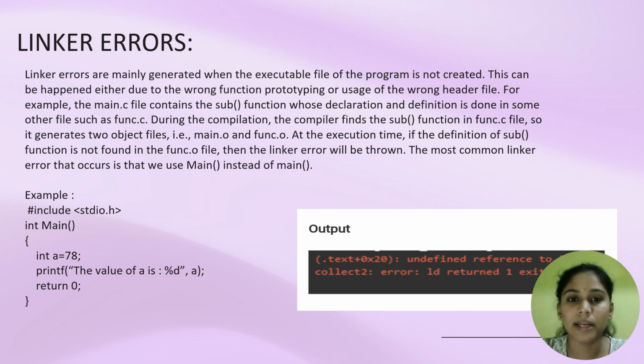The most common linker error that occurs is that we use main with a capital letter M instead of main with a small letter m. Example: #include <stdio.h>, int Main with a capital letter M, int a = 78. printf, the value of a is %d, comma a, return 0. This program is to generate a value which is 78 declared, but due to the wrong writing of main with a capital letter M, the program will show the error called linker error.